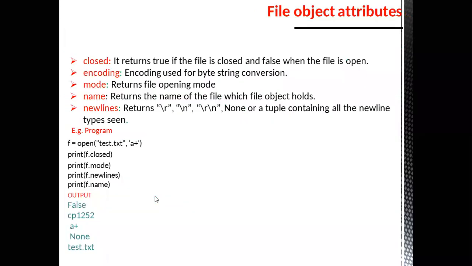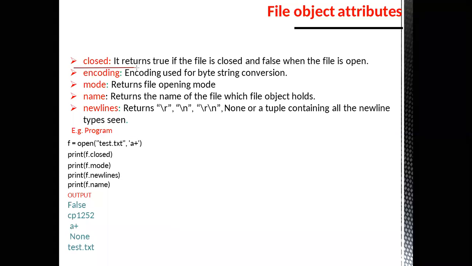Then this is file object attributes. This is the last topic. File object attribute. Attribute means a feature of the particular object, and in this case the object is a file. These attributes will show the features of the file. Because these are not functions, we are not using parentheses, just write them simply. The first one is closed.